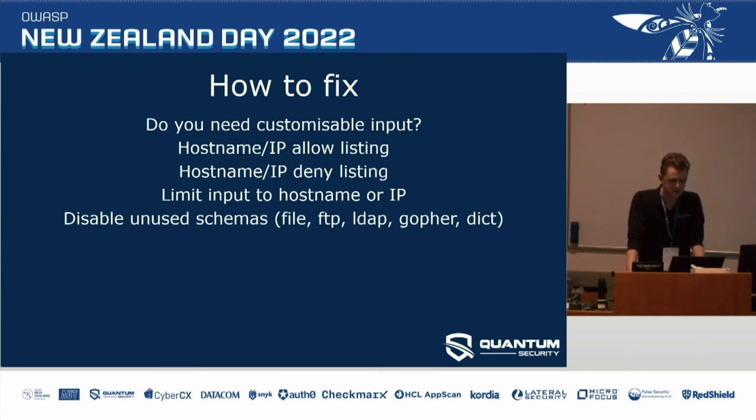You can also disable unused schemas. This will likely be a feature of whatever framework you're using. The commands may have controls to stop certain protocols actually being accessed with them. So if you only ever need GET requests from a REST API, why would you need to enable file, FTP, LDAP, Gopher, DICT, all those things?